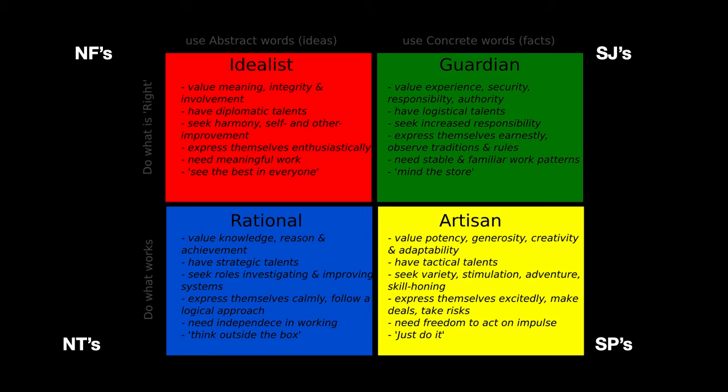Your rational people, or your NTs, are those that tend to be very independent in the way that they work, and they also tend to seek roles that involve investigation and improvement of things. They also tend to be very calm when they express themselves and very logical. Your guardians, or your SJs, tend to be people that tend to seek out increased responsibility. They tend to be very honest in the way that they express themselves, and they tend to want to play by the rules as well in the way that they work.